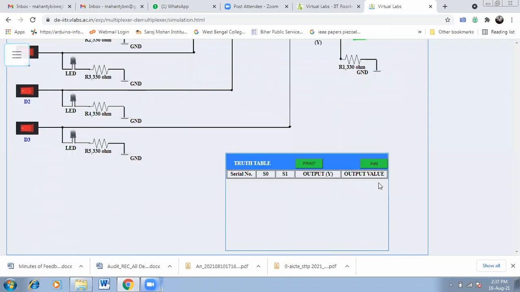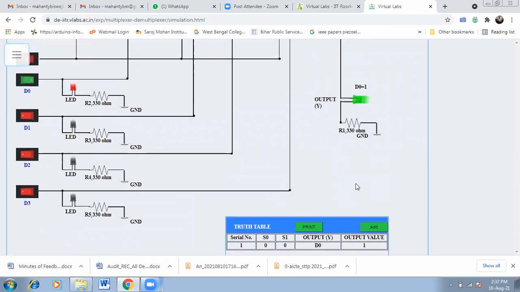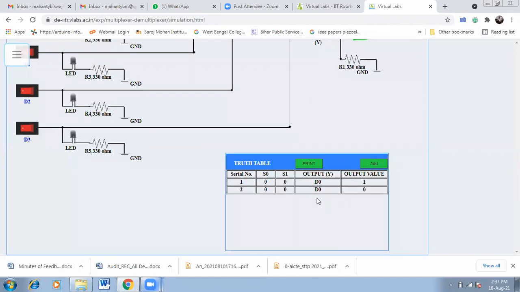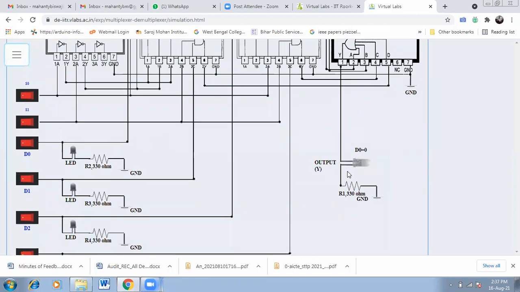Okay, so now add this value. So 0 0 output should be D0, and the output value is how much? This is your 1. Now you can send 0 also, D0 is 0. So now add this value. So see, D0 we have supplied 0, so output is also 0. Correct. So in that way you can supply all the values.